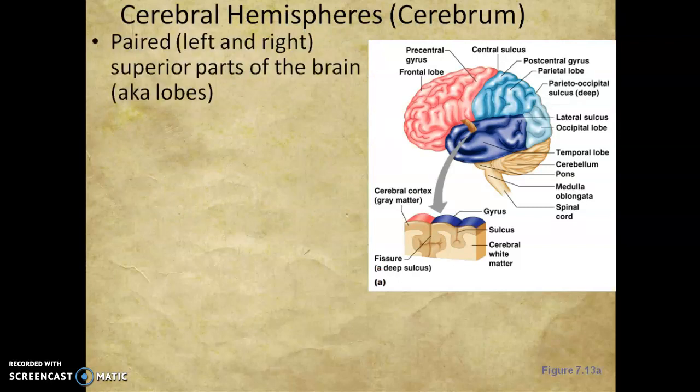All right, so if we take a look at the cerebrum, the cerebrum is sometimes called the cerebral hemispheres, and that's because your brain actually has two parts to it. It has a right and a left part to it. And there's actually a dividing line between the right and the left side of your brain. Sometimes we also refer to these as the lobes of the brain.